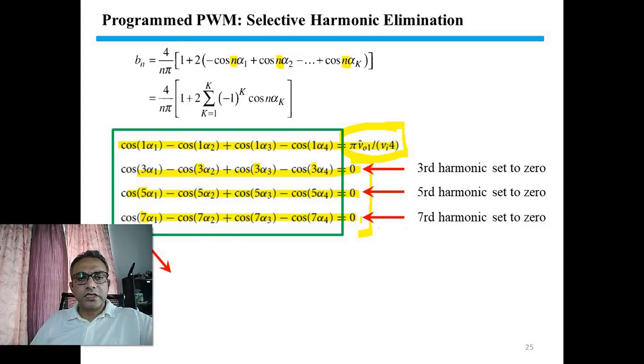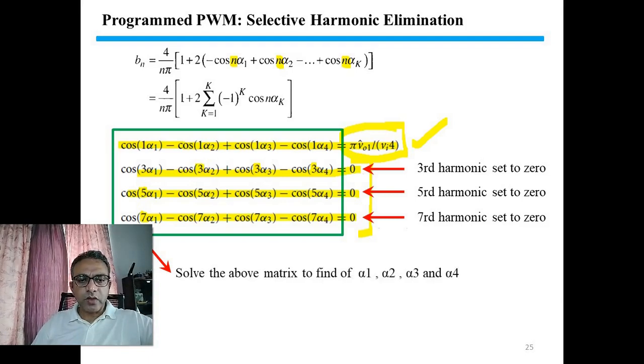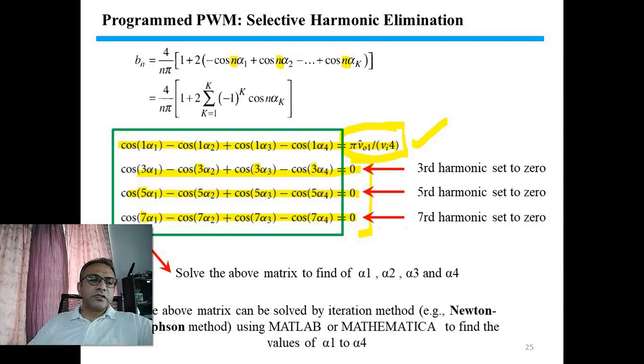So we will solve this matrix for alpha 1, alpha 2, alpha 3, and alpha 4 so that we have the first harmonic, but the third, the fifth, and the seventh harmonics are set to 0. And this is called selective harmonic elimination. Now, how do we solve this? We can solve this by iteration methods, such as Newton-Raphson, using MATLAB or Mathematica simulation software. When we run this, we can solve for the values of alpha 1 to alpha 4.